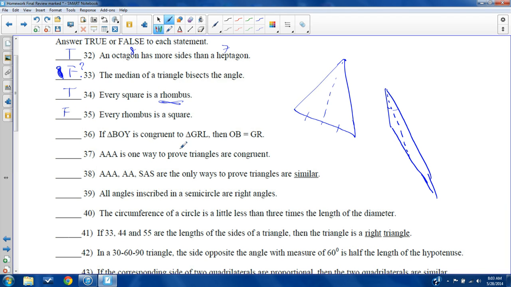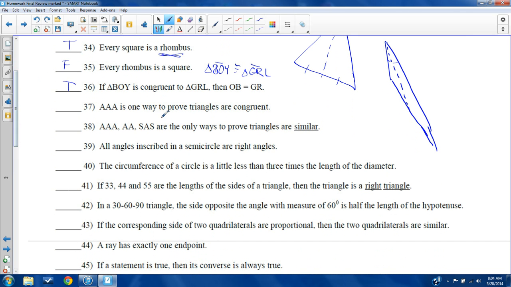If triangle BOY is congruent to triangle GRL, that's boy and girl, then OB is congruent to GR. That is corresponding parts. They're asking if those parts are congruent. So OB is congruent to GR. Yes. In those 2 triangles, those two parts correspond. You can draw them out if you want to make them identical. Now, they wrote them in different ways. It should have been OBRG or BOGR, but it still is true. Maybe that's how they're trying to trick you.